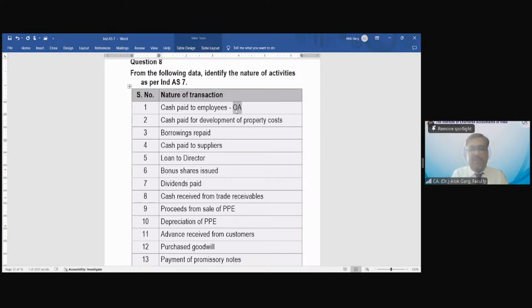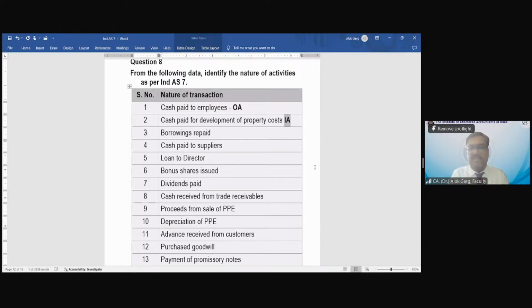Cash paid for development of property costs. Investing activity, right? You have paid for the development of property. So this is an investing activity.